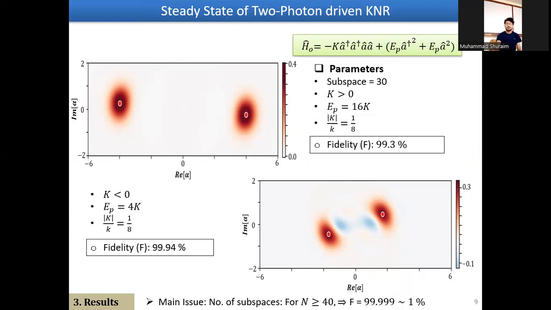The main issue is that we didn't achieve 100%; we can achieve 99.99% when we increase the number of subspaces. Actually, the main issue is that the cavity is an infinite Hilbert space. So we take into account only 30 subspaces, and when we take further 40 or 60 subspaces, we can achieve 99.99% fidelity.